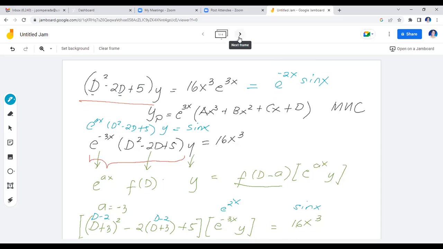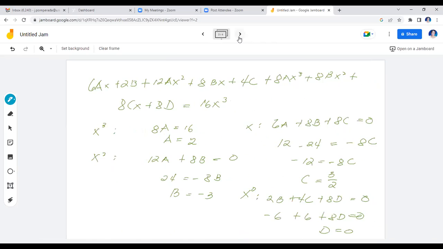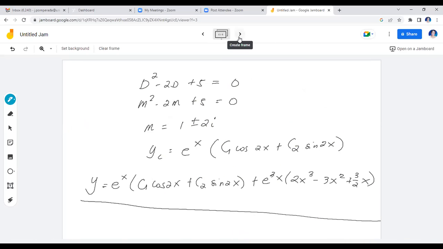Any questions? The exponential shift is restricted to functions in which, or to g of x in which you have an exponential function. That's the restriction. But it simplifies method of undetermined coefficient for such a function.